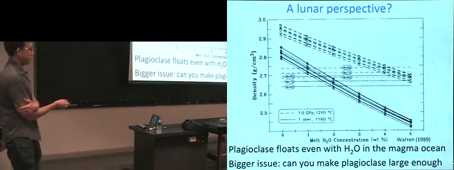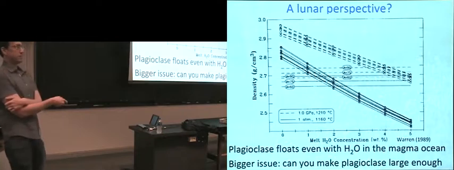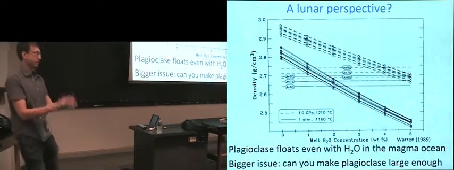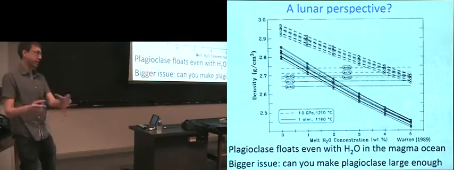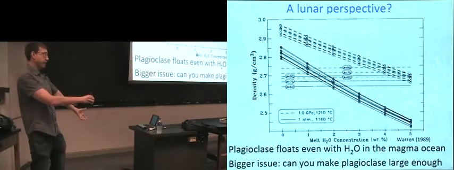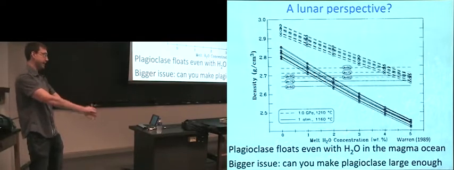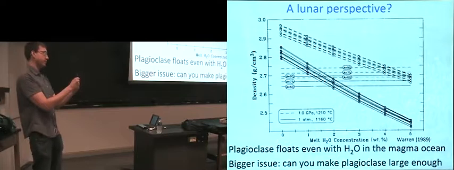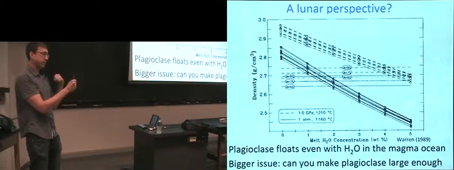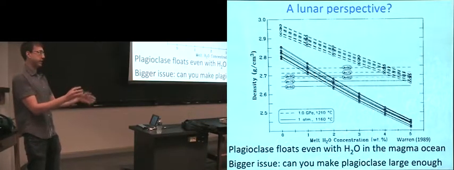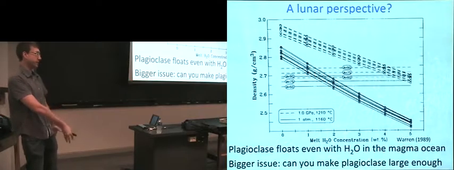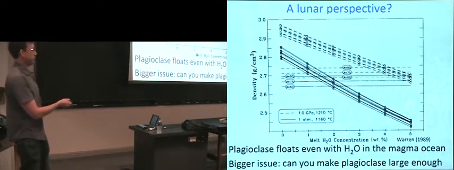But the criticism of this then is, can you make the plagioclase large enough to decouple it from that convective flow? The convection is happening at really fast speeds, so you actually need a fairly big plagioclase grain to be able to say, nope, I'm going to float up to the surface rather than get dragged down with the convective currents and be melted again. We have no idea if this can happen on Earth.